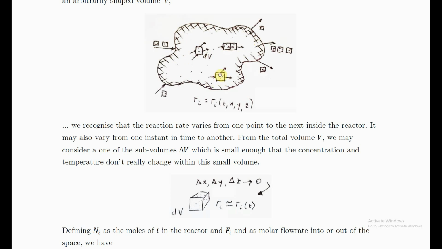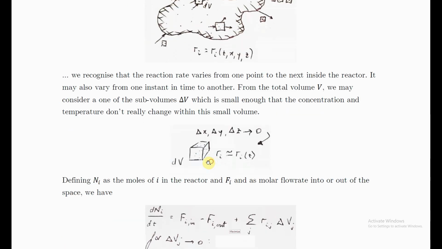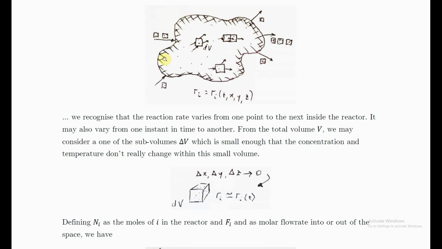By contrast, we are looking at a much smaller subvolume, and this is small enough that we can say approximately the reaction rate is the same at all points in this little subvolume. So we can partition our space into smaller spaces, into millions or billions or trillions of subvolumes, and we can say that within each of these tiny subvolumes we have the same reaction rate at different points in there.